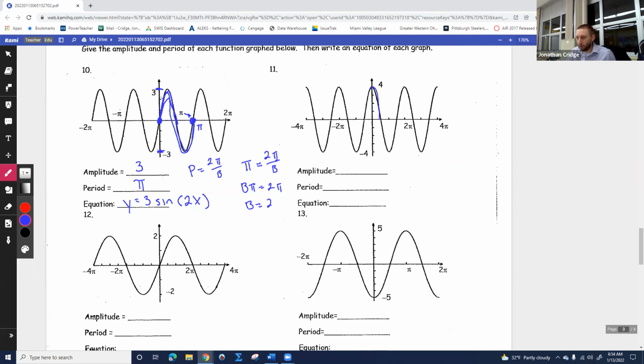So if you look at this next one, it starts at the top, goes down, back up. Okay. So it took 2 pi for my graph to start to repeat. So my period's 2 pi, amplitude's 4. Okay. To find the equation, 2 pi over b is equal to 2 pi. So 2 pi equals 2 pi times b. Divide both sides by 2 pi. So b equals 1. Okay. And then we can try to put that together with an equation. If you get stuck, that's okay.